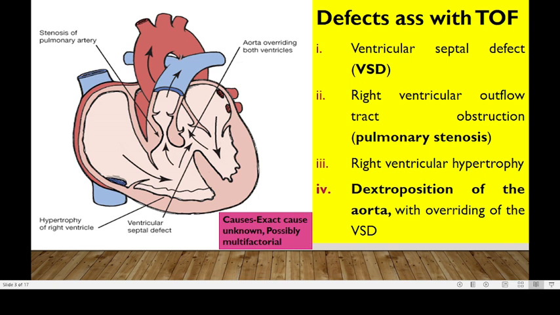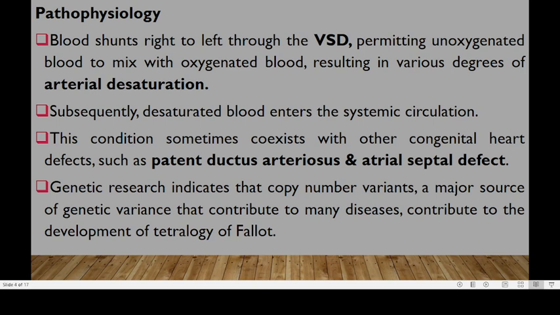Of course, the exact cause is unknown, but it could be a variety of conditions that normally lead to this. So in tetralogy of Fallot, the blood will shunt from the right to the left, and this will be through the ventricular septal defect, and this will permit deoxygenated blood on the right to mix with oxygenated blood on the left, and this results in various degrees of arterial desaturation. Subsequently, desaturated blood will enter the systemic circulation.